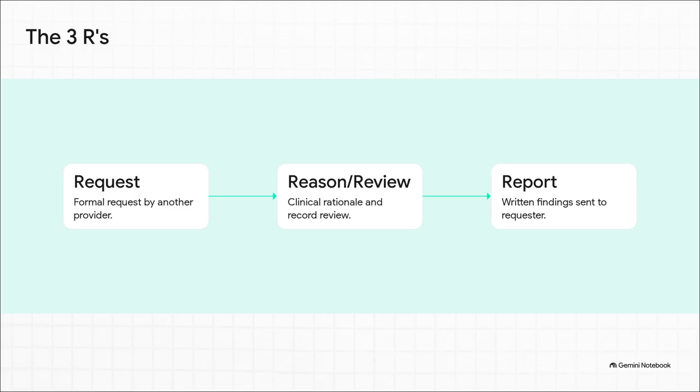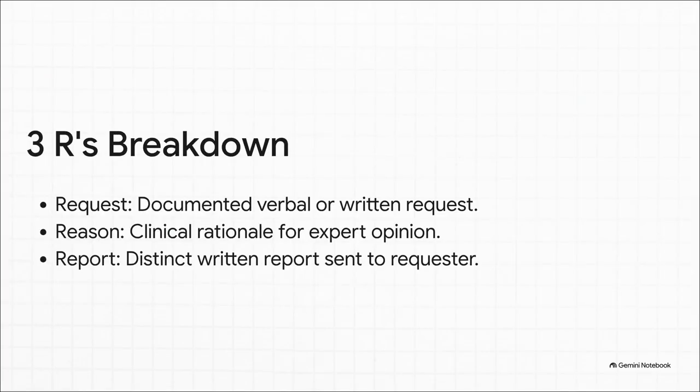Let's break down exactly what needs to be in that medical record. First up, the request. You've got to have a documented verbal or written request from the requesting practitioner clearly stated right there in the patient's record. Second, the reason and review. The record has to explicitly show the clinical rationale, like why was your expert opinion needed in the first place? And it needs to show a review of the patient's relevant medical records or orders for additional tests.